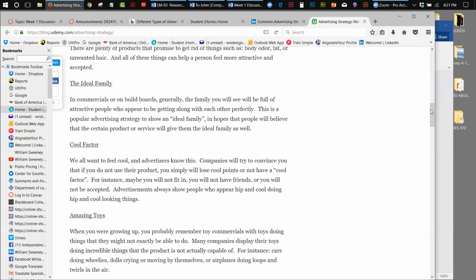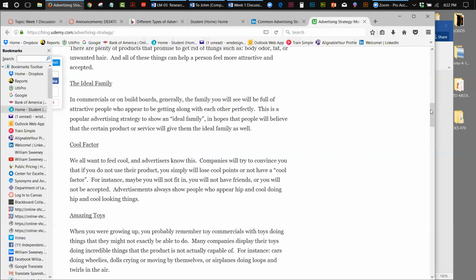Cool factor. We all want to be cool, and advertisers know this. Companies will try to convince you that if you don't use their product, you simply will lose cool points or not have a cool factor. For instance, maybe you will not fit in, you will not have friends, or you will not be accepted. Advertisements always show people who appear hip and cool doing hip and cool things.